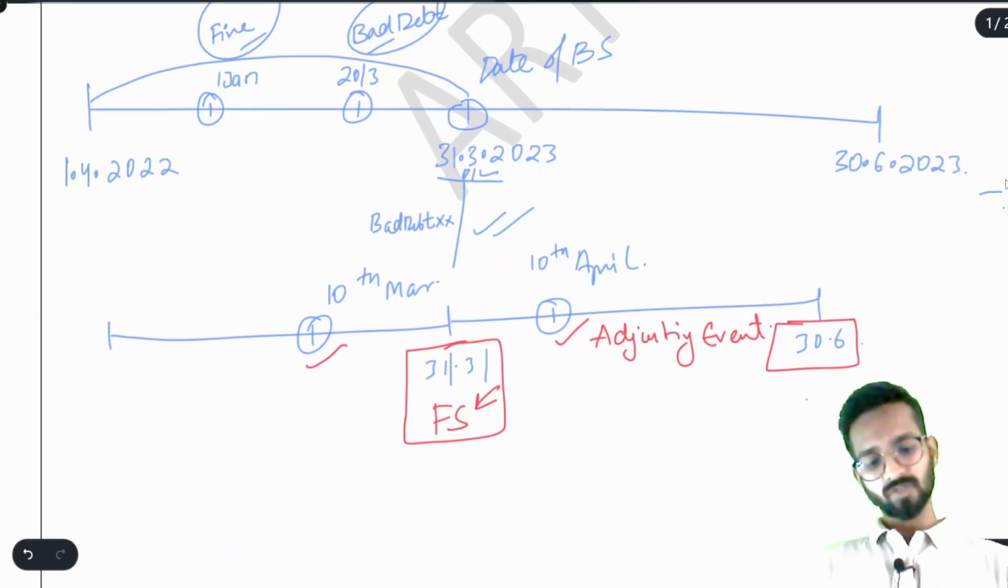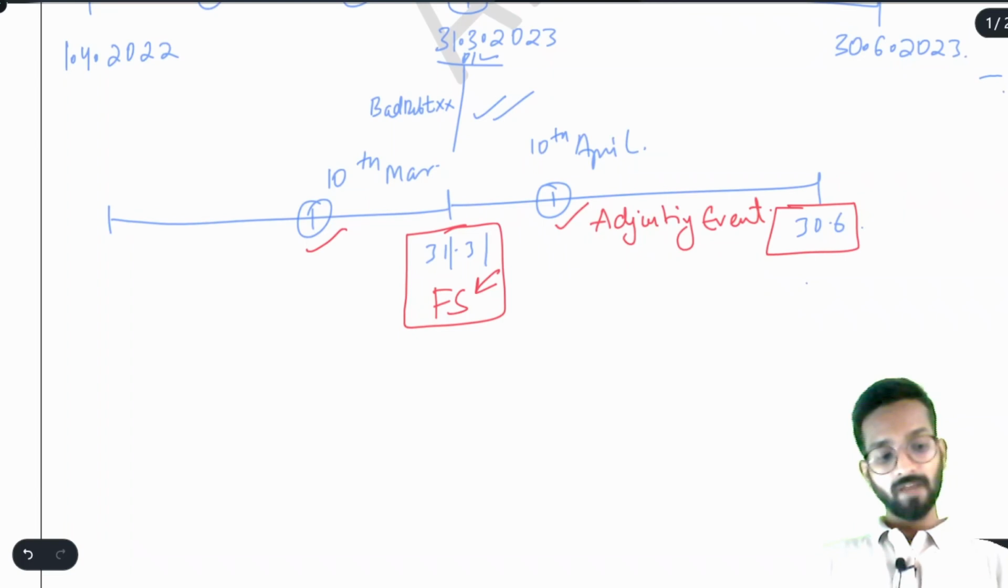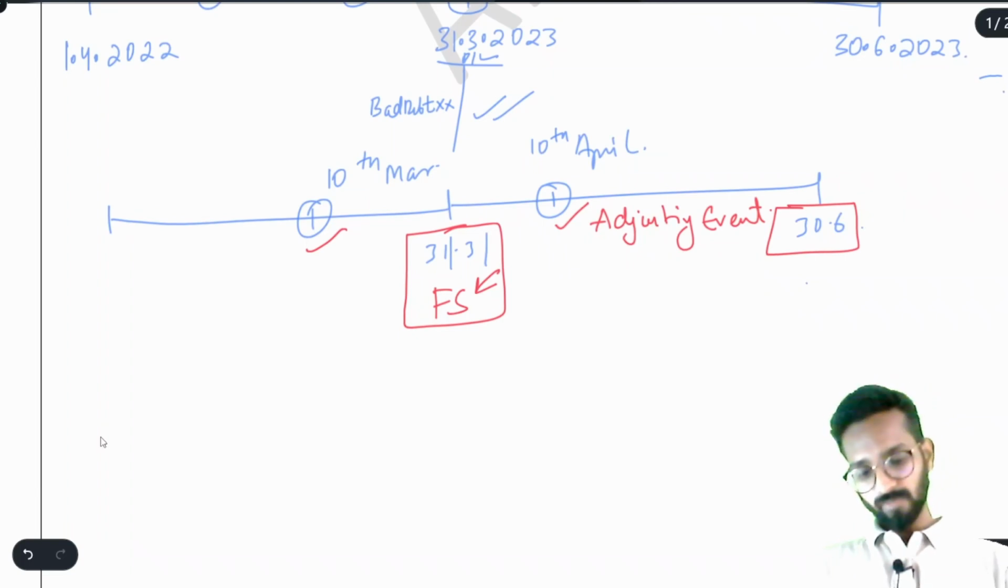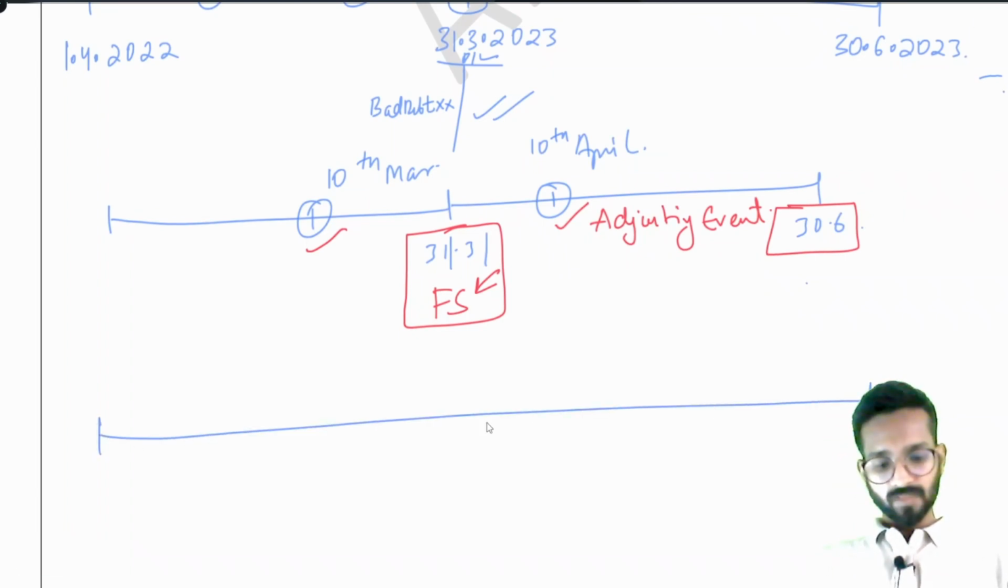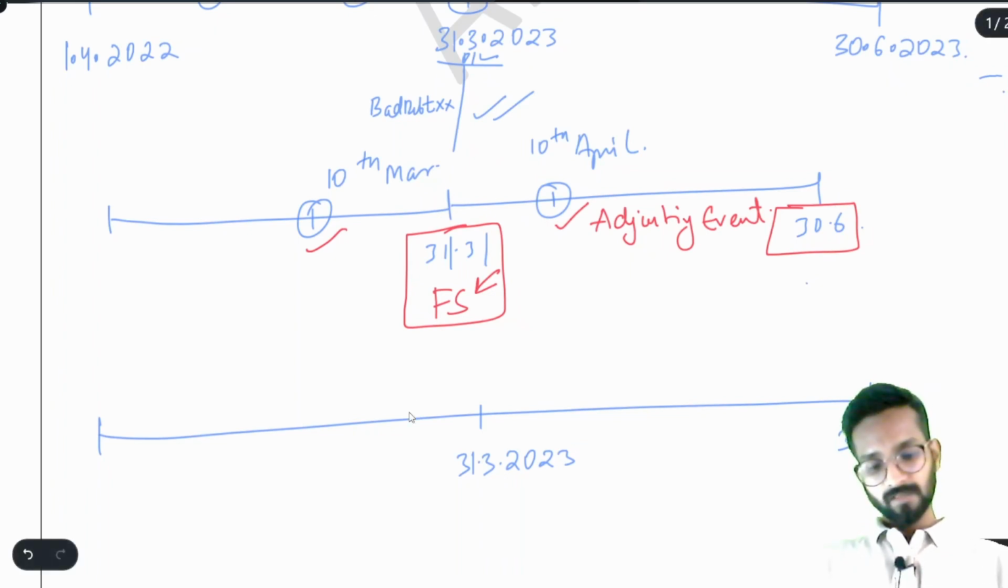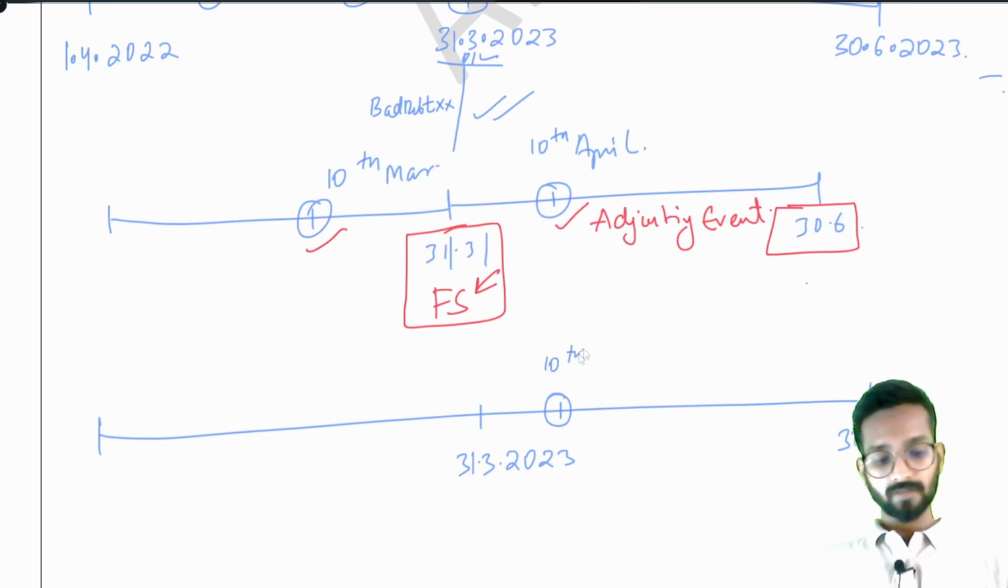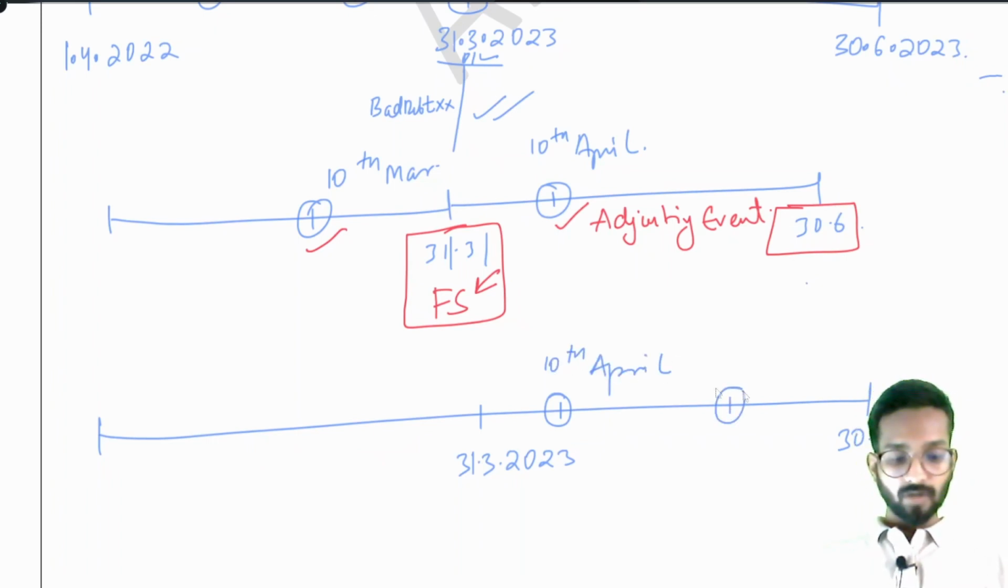As soon as I said this, a student said, sir, I have one more question. Yeah, tell me. Sir, suppose same thing is there. 31st March we are preparing the balance sheet. 30th June is the date of approval. Sir, suppose fire happened on 10th April. Then, sir, suppose on 10th May our debtor says, I will not pay. Sir, is it an adjusting event?